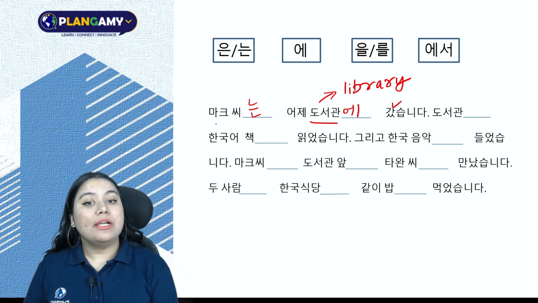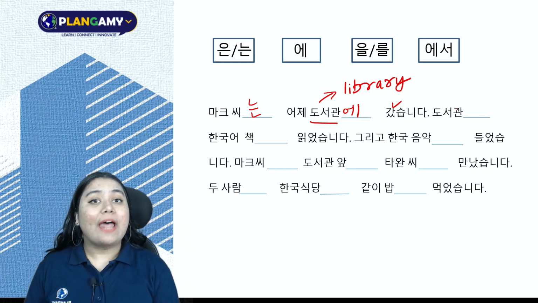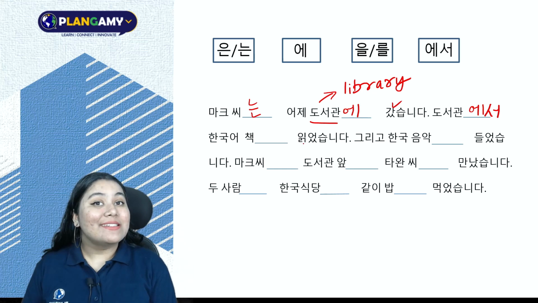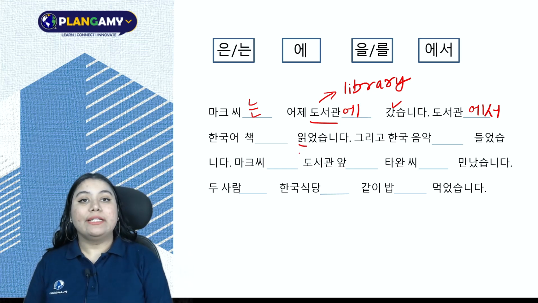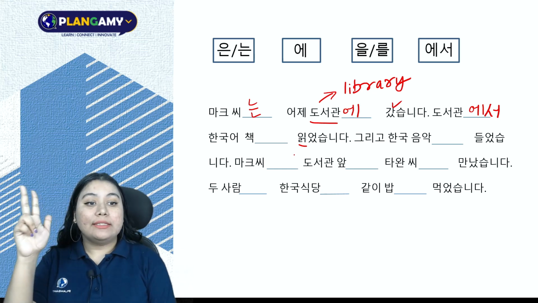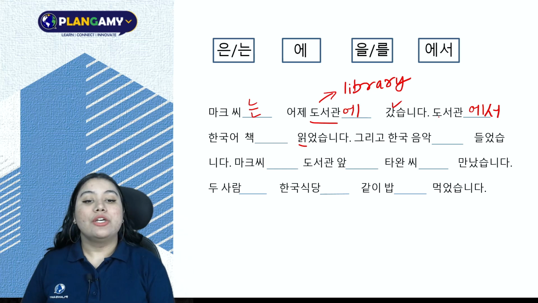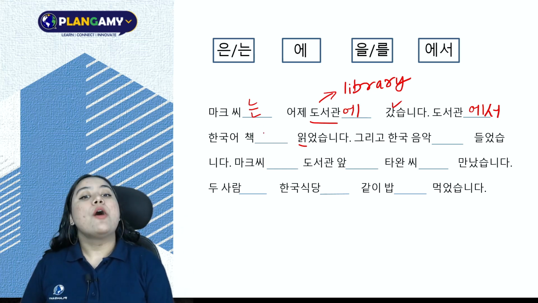도서관 something something 한국어 책 읽었습니다. So at the 도서관 마크 씨 read a 한국어 책. So how do we do this? 도서관. Why? Because here my sentence is ending with ikta, to read. So with verbs which are not ghada, oda, itta, otta, in those sentences we use 에서 with our location. So 도서관에서 한국어 책. 한국어 책 becomes my object.